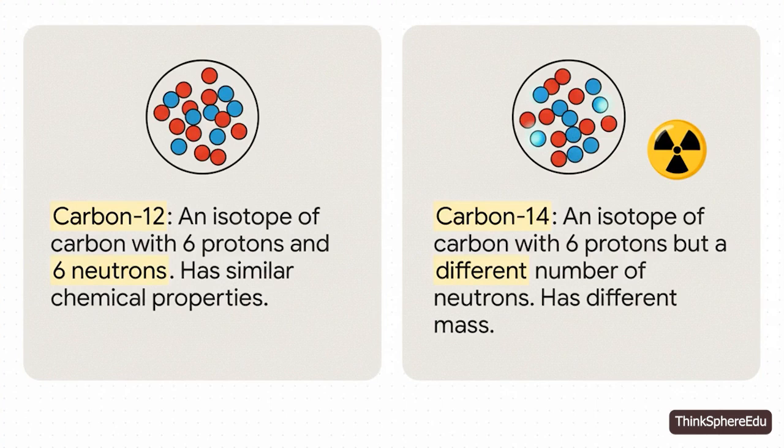But there's a heavier version, an isotope, called carbon-14. Now, it still has 6 protons, so it's still carbon. That's the key. But it's got 8 neutrons instead of 6. Those extra neutrons make its nucleus a little crowded, a little unstable. And that instability is exactly what we mean when we say something is radioactive.